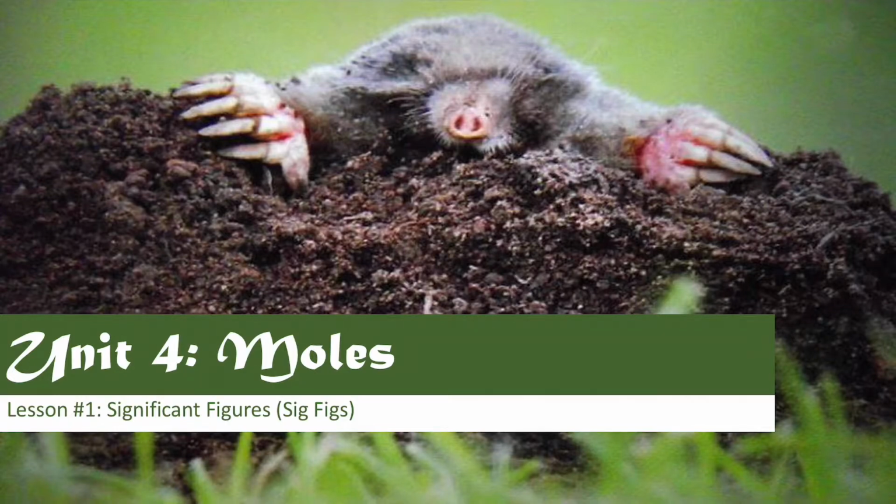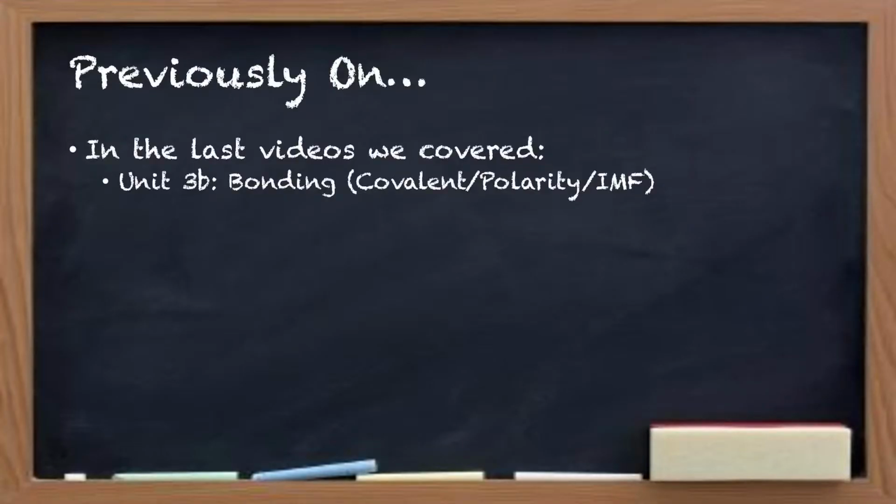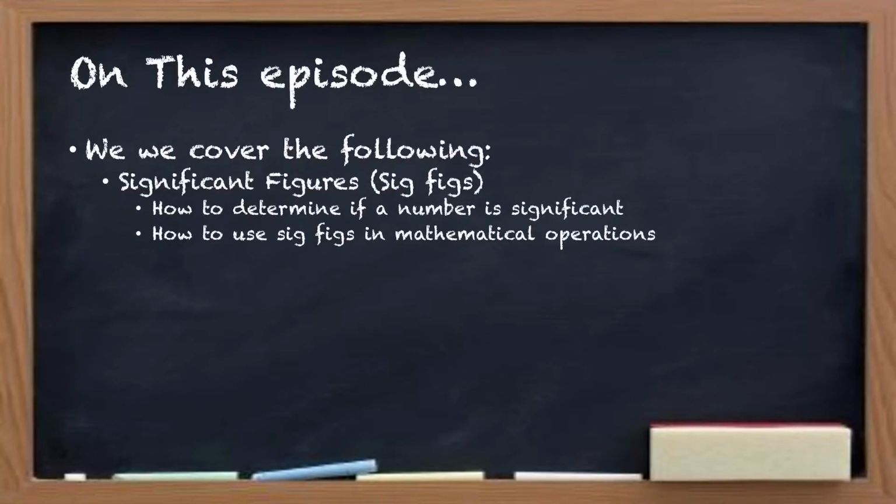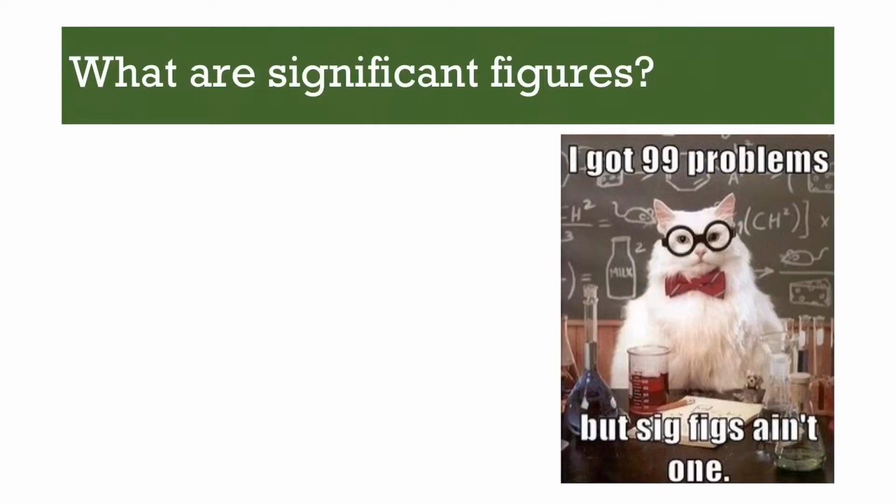about significant figures. So in the last video, or last set of videos rather, we covered all of Unit 4B, so covalent bonds, molecular bond polarity, intermolecular forces, and all that good stuff. So in this video, we'll cover what significant figures are, how to determine if a number is significant or not, and then how to use them in mathematical operations.